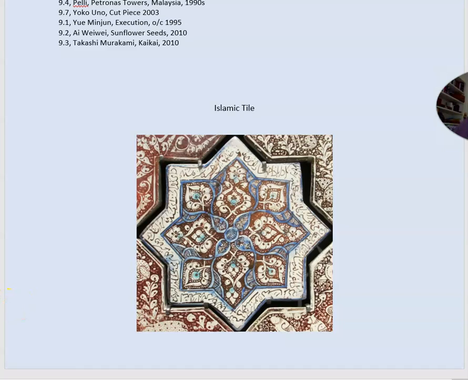And my last slide in the syllabus, image in the syllabus, is an Islamic tile. We will be starting with Islam, and one of the things that we will be looking at closely is the geometric qualities of their artwork and the reasons for the love of abstraction.